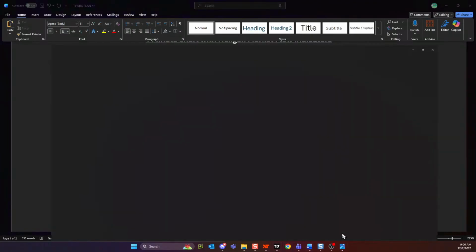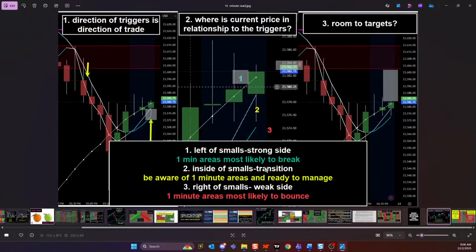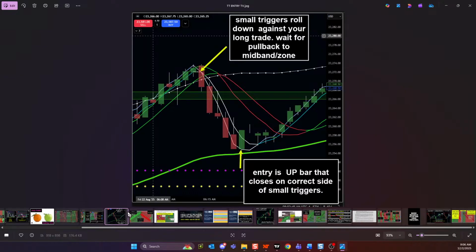And the same way we looked for momentum and path on NinjaTrader, we're going to define direction with the small triggers. We're going to define momentum, where price is in relationship to those triggers. And we're going to define path, making sure we haven't reached an area. And then the only trade we're looking for this morning, my friends, good morning, Sergio, is the trend trade.